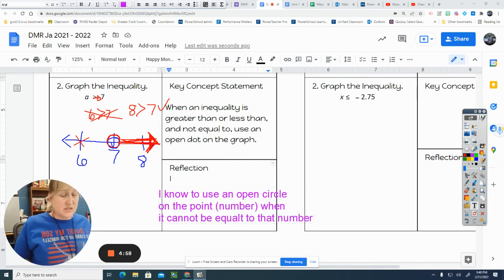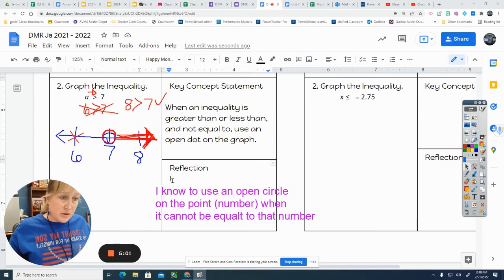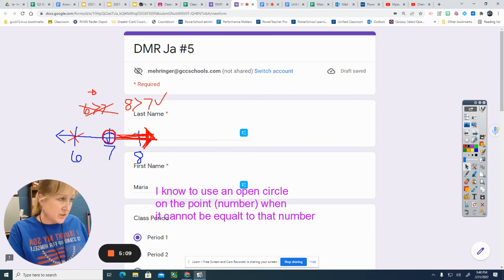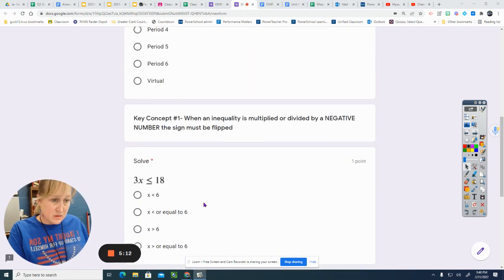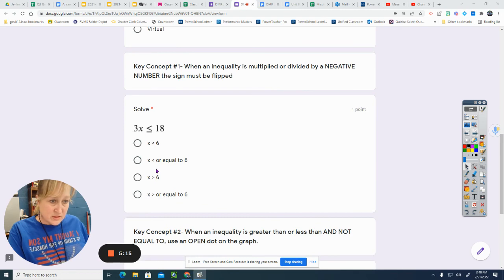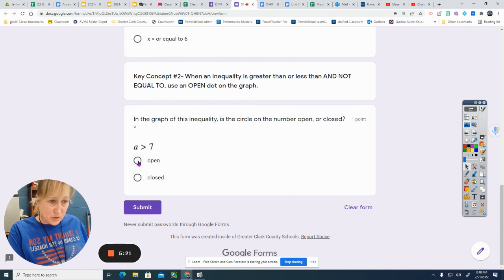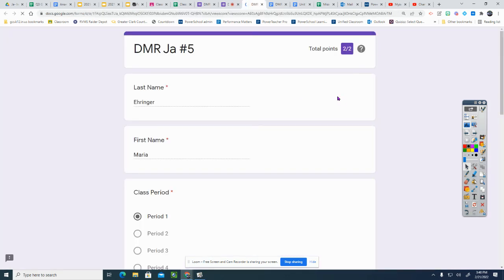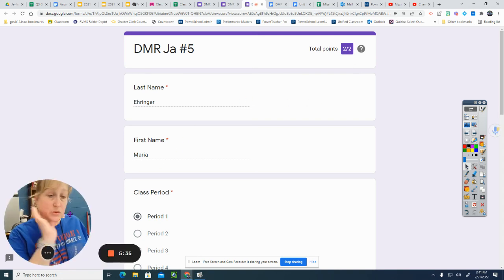If you are a student that is doing it on your Chromebook only, push pause to get this copied. If you are doing it on your Chromebook only, it should look like this one: x is greater than or equal to 6, and it should be an open circle. You hit submit. Make sure I did it right. I did. So those of you at home, you're doing it and taking notes. Those of you at school, you're doing it on your paper and putting it on your computer. Good job.